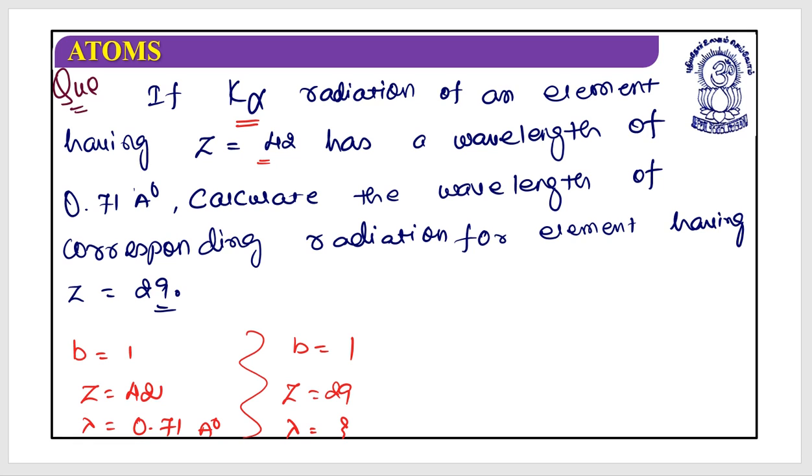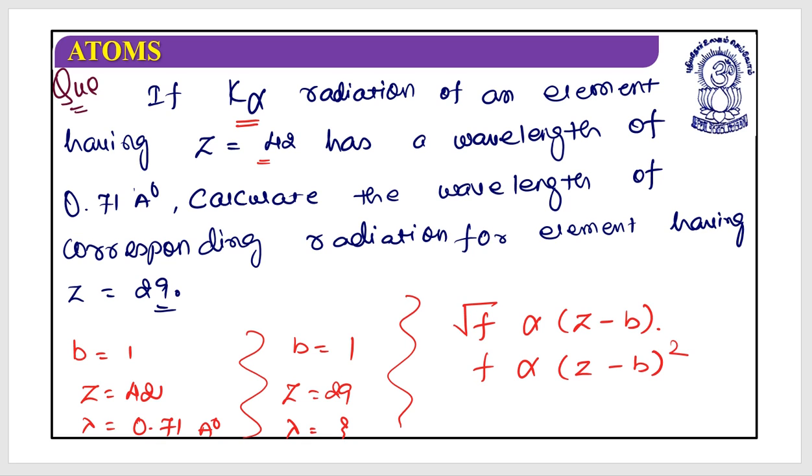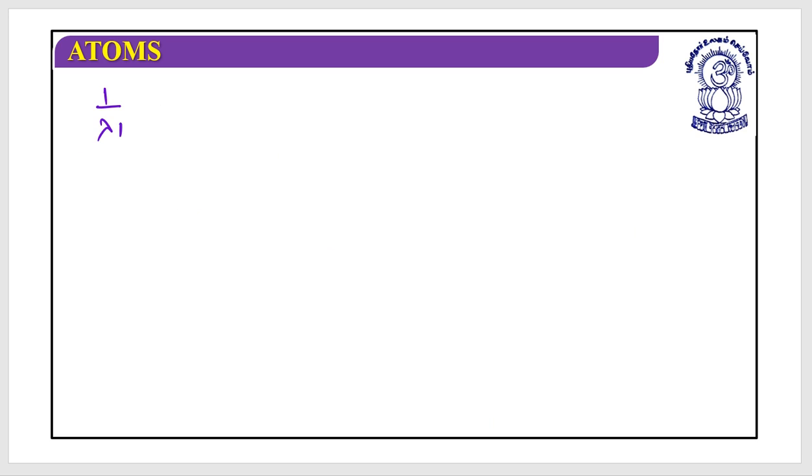So how will I do this? From Moseley's law, I have this relation. Root of f is directly proportional to z minus b, and from this, f is equal to z minus b whole square, and from this I can have 1 by lambda, which is directly proportional to z minus b whole square. So this can work as a master relation for me. So let's have a walk. 1 by lambda 1 is equal to z1 minus b whole square. 1 by lambda 2 is equal to z2 minus b whole square.